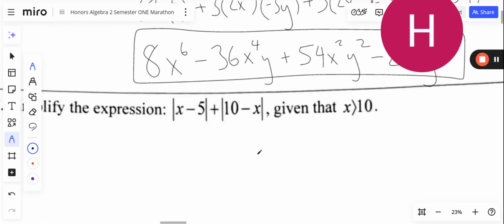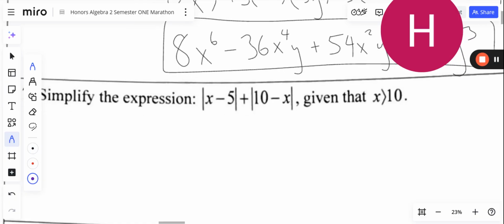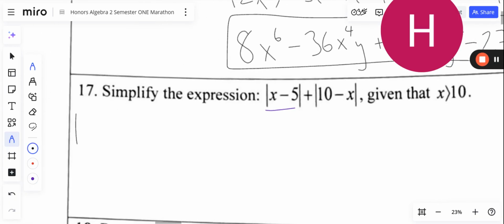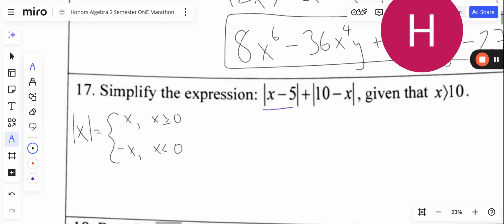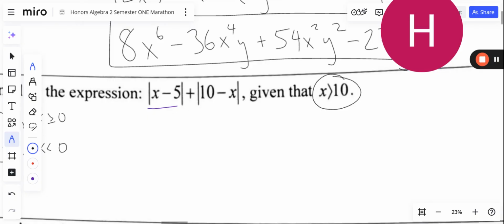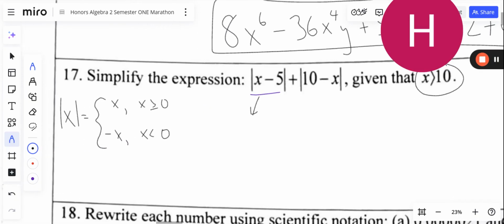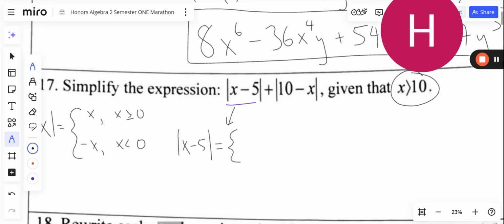Let's see what we have here. Now, we need to understand absolute value for a moment. So just understand this. The absolute value of anything is a piecewise function. The absolute value of something is equal to whatever is inside as long as the inside is not negative, whereas the inside is flipped opposite whenever the inside is negative. So it says given that x is greater than 10, what does absolute value of x minus 5 look like? Well, as long as the inside is greater than 0, it will just be x minus 5. It will just be exactly what we're putting in.